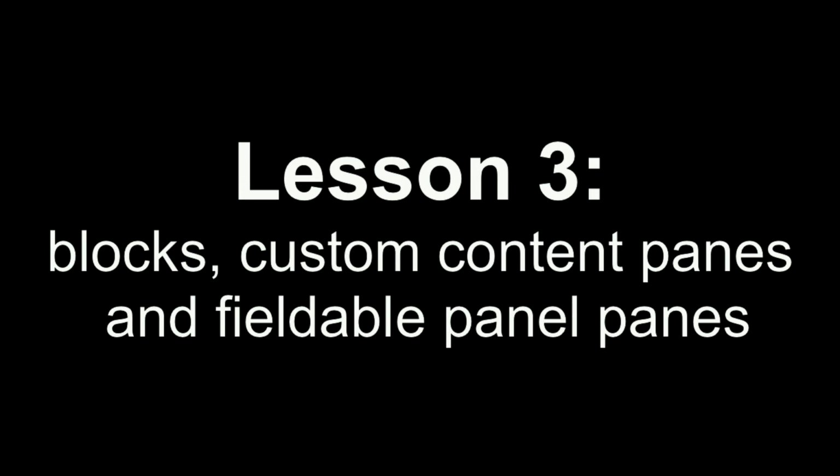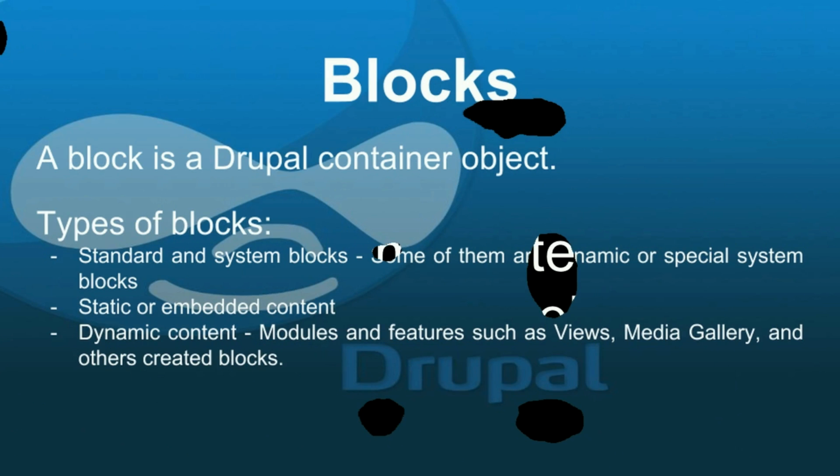I also said that you should create a content type when you know that you would have multiple nodes of the same type but with different data. But what about those small pieces of text that do not classify as a node? For example, some text above the contact us form, or some call to action small parts of content, or any other piece of content for which creating a new content type would be too much. For those cases, we need something else. Blocks, custom content panes, and fieldable panel panes come to our help.